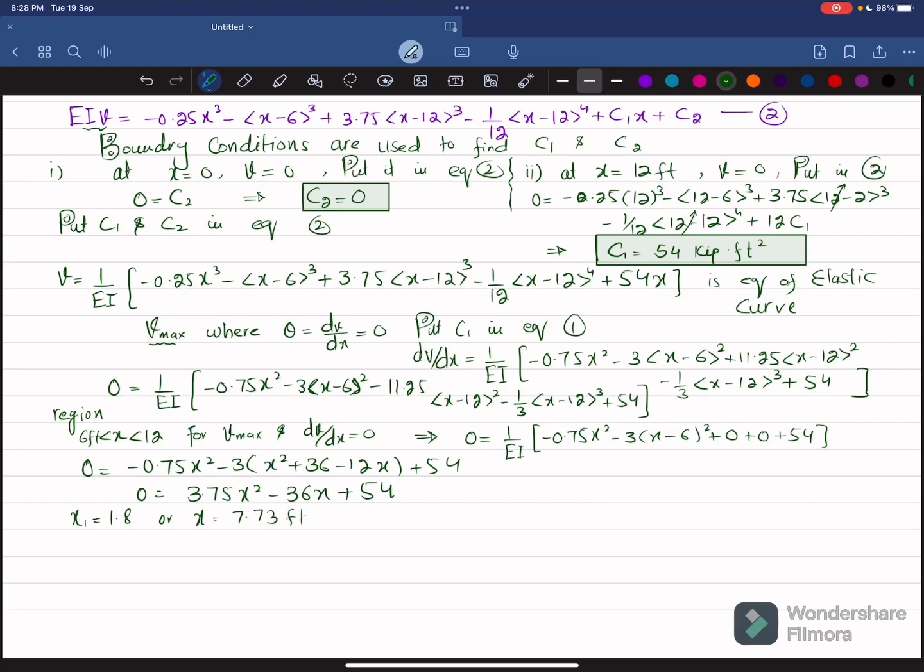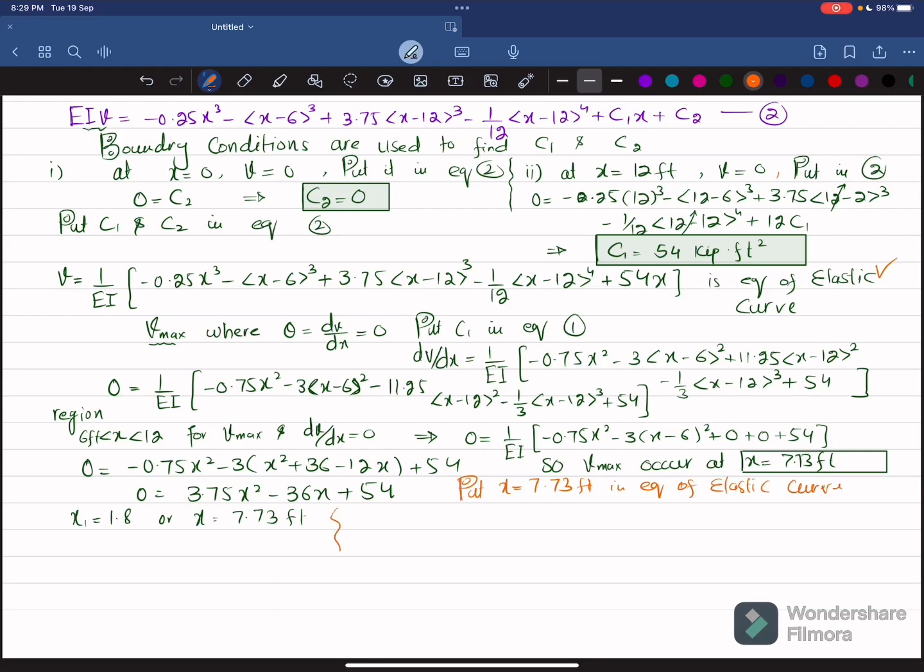Since we are in the region x is greater than 6 feet and less than 12 feet, x will be this one. So I will write it over here. So V max will occur at x is equal to 7.73 feet. Now we are interested to find out the maximum deflection in region AB. So what we will do is put x is equal to 7.73 feet in equation number 2, or in the equation of elastic curve. This is the equation of elastic curve.